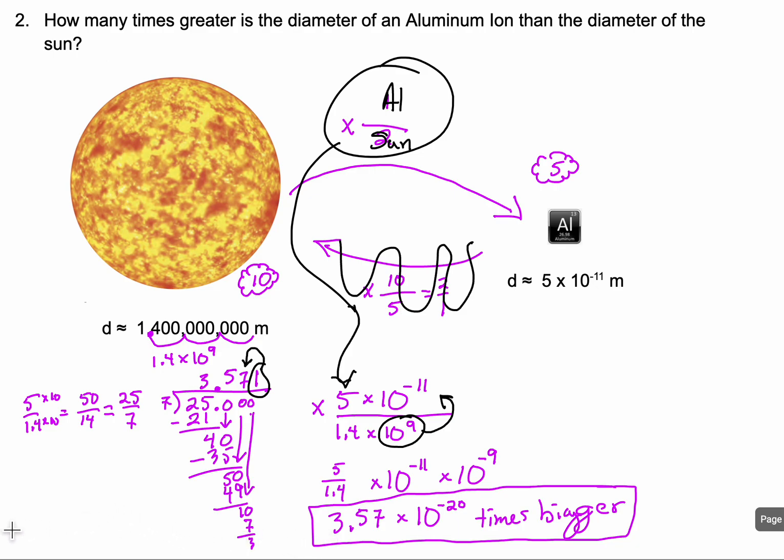And that's where the scientific notation comes in really handy because we don't have to write them all. All those zeros, we can just leave it in scientific notation.